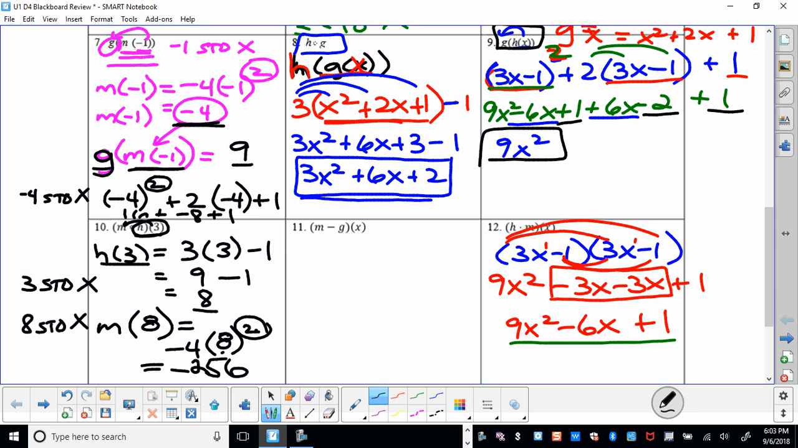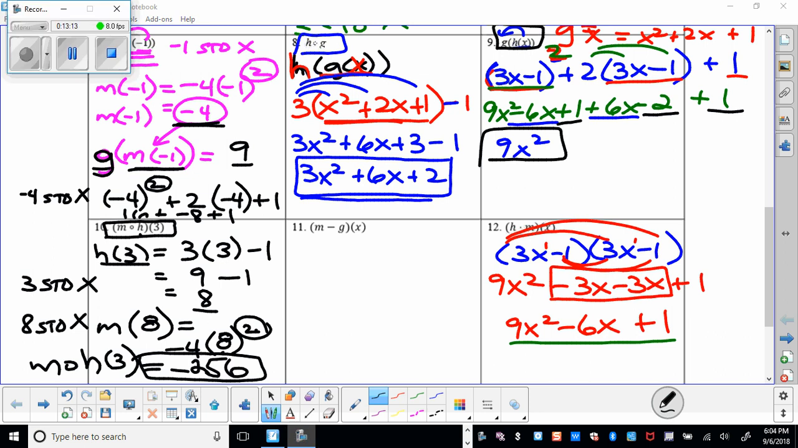All right? Okay. And that would be, going back up to the top, that is m of h of 3. M of h of 3. And that's that. Okay, good job. Hang in there, you'll get it.